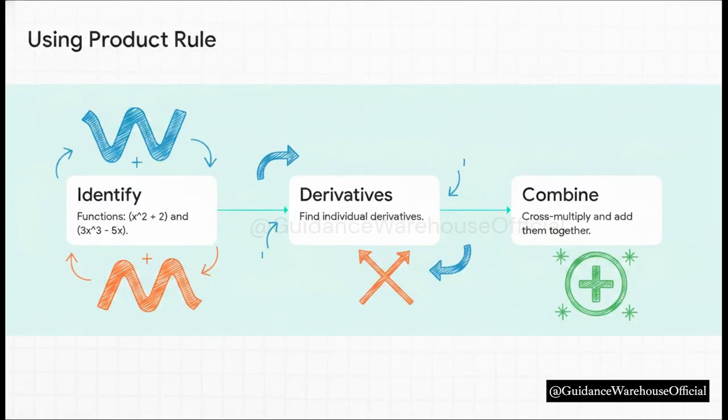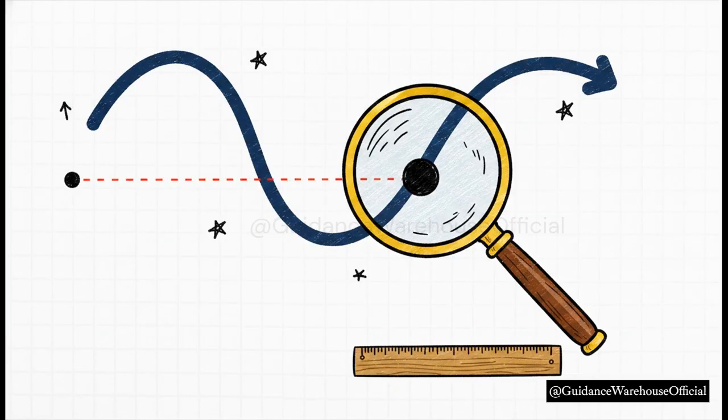If you have a real binomial product problem, say x squared plus 2 multiplied by 3x cubed minus 5x, you absolutely do not just multiply their derivatives. You find their individual derivatives, you cross-multiply them according to our formula, and then you add them together. It takes a tiny bit more organization on your paper, sure, but it anchors the abstract formula and works every single time. Okay, let's connect all this abstract math to real-world geometry.